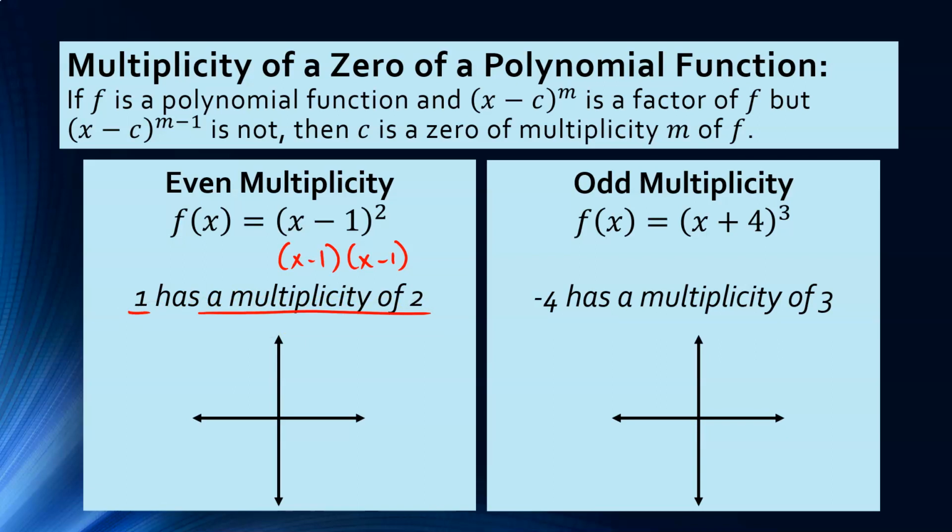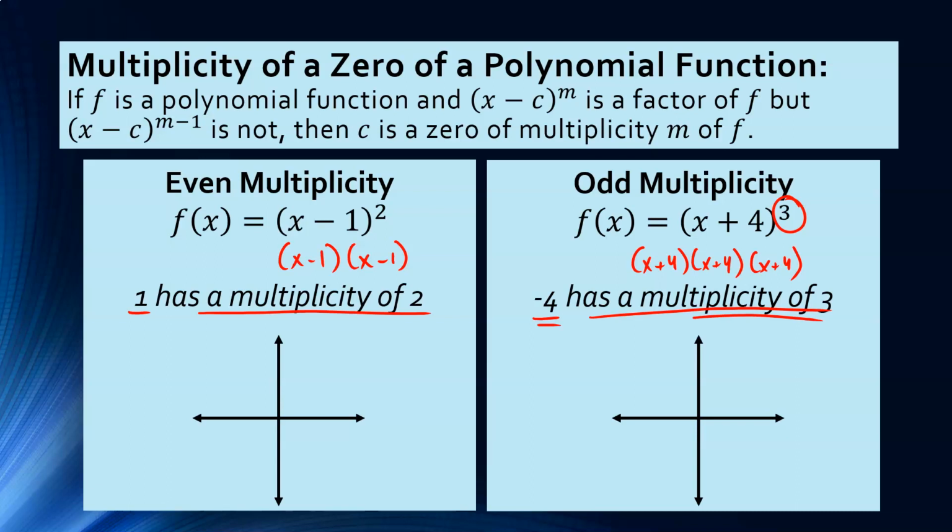Or for this other one, if we have x plus 4 cubed, well, that means that we have x plus 4 times x plus 4 times x plus 4. And I could set each one equal to 0 and solve, or I could just do it once with x plus 4 and say that a 0 is negative 4, and it has a multiplicity of 3 because there are 3 of them. That's literally how simple this is.